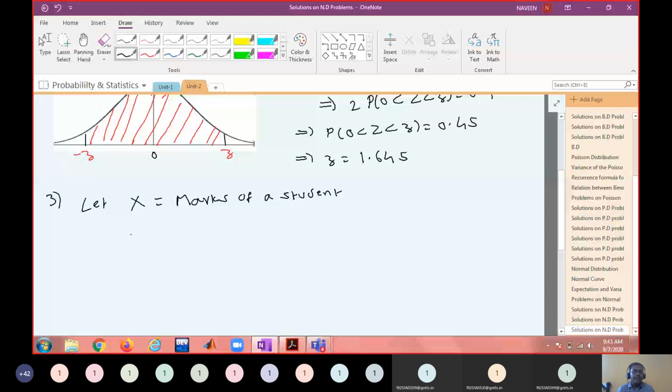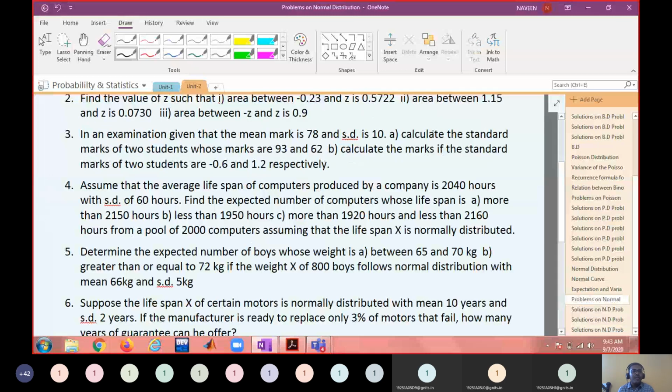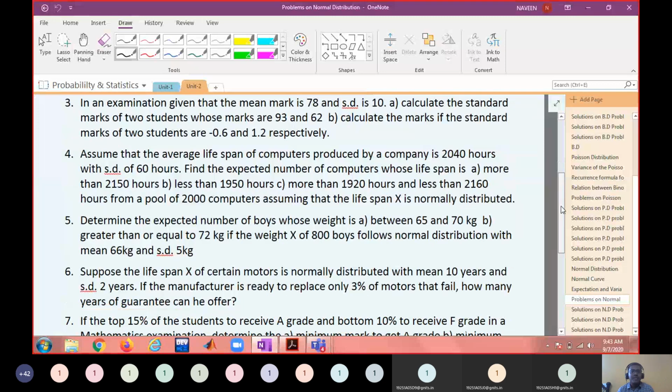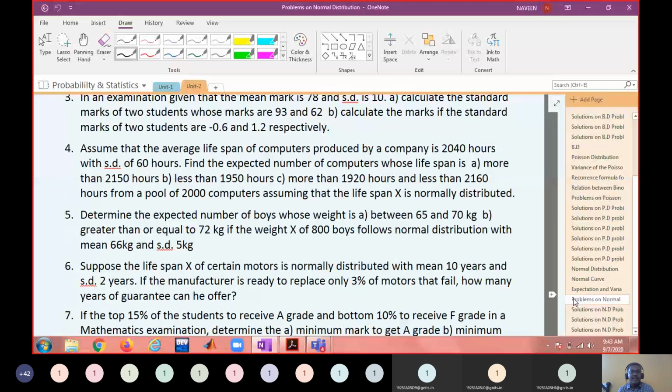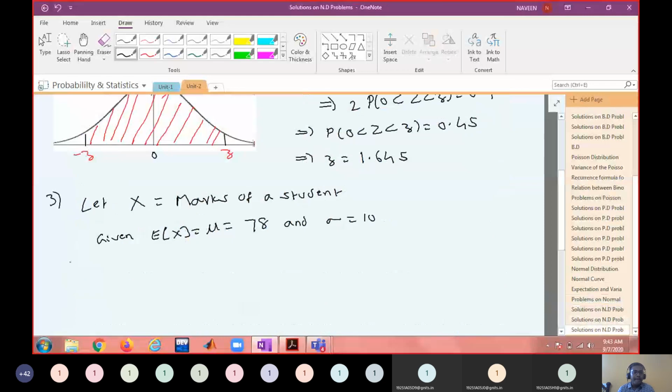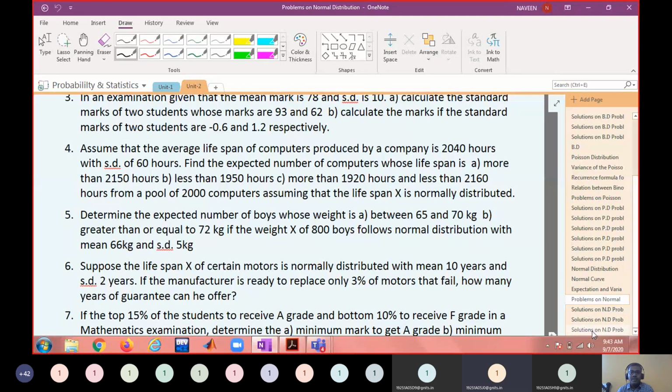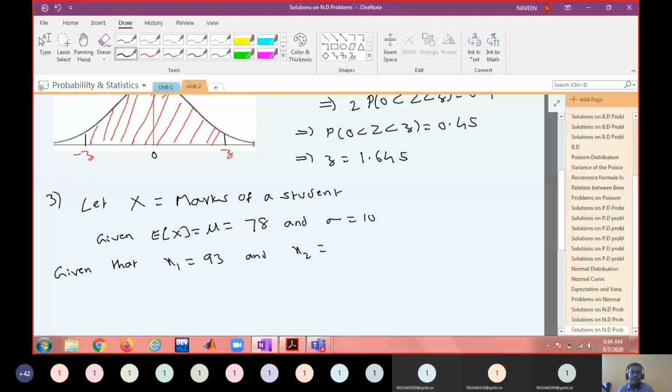Okay, so given that E of X, the mean, is equal to how much? 78, and standard deviation is 10. And we are asked to find out the standard marks of the two students whose marks are 93 and 62. So given that X1 is 93 and X2 is 62.